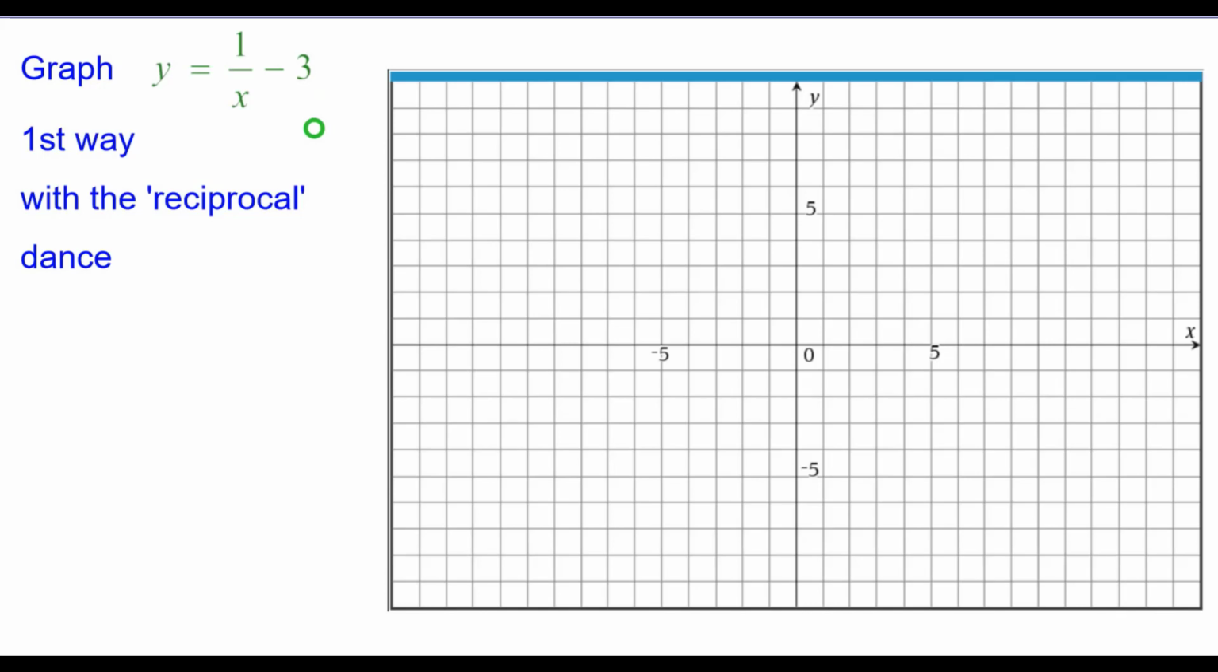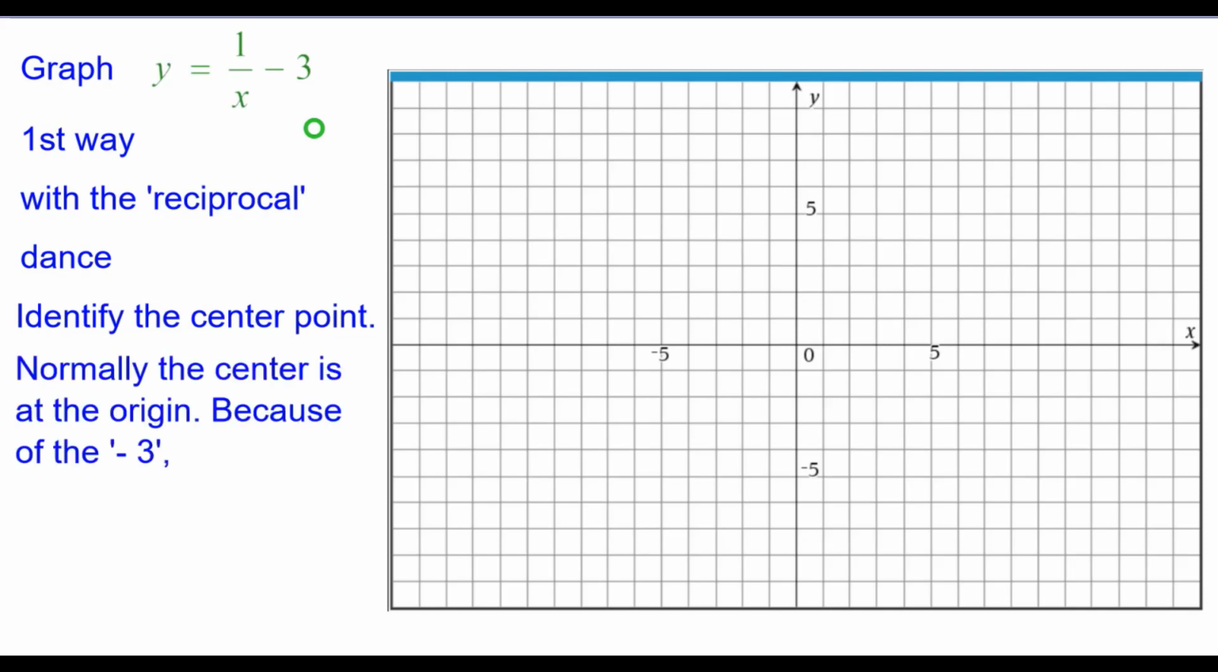The first way is we're going to use what I call the reciprocal dance. We first need to identify the center point of the graph. Normally the center is at the origin, but because of the minus 3 in the equation, we're going to have to move the center point down to 0, -3. So I'll plot that with that orange point right there.